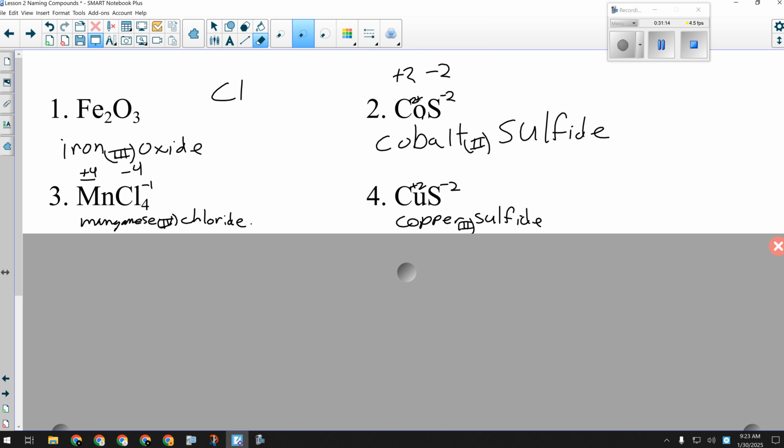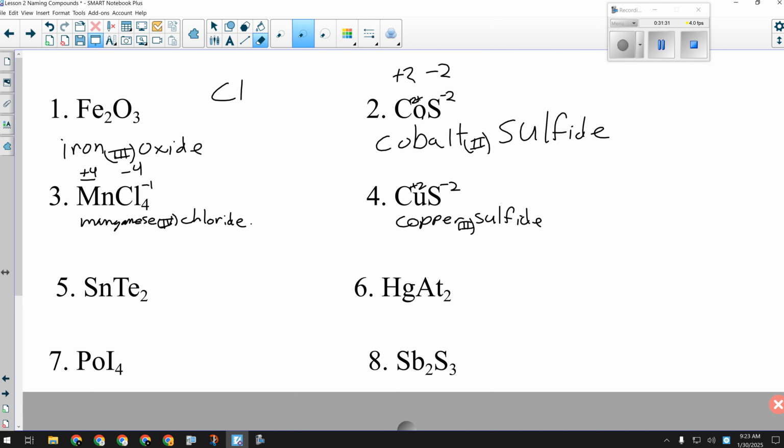Okay, is that making a little more sense? It'll take some practice, but really it's just one little extra thing on top of the ionic rules you already know. Do you always have to have the Roman numerals and brackets? Yes, the Roman numerals do need to be in brackets. Good question.